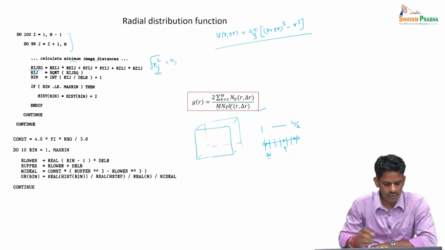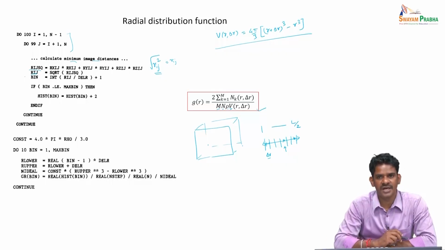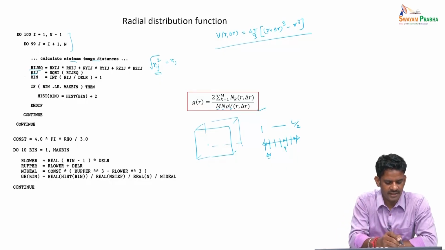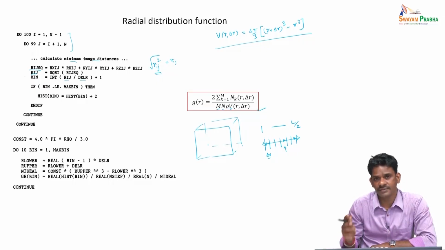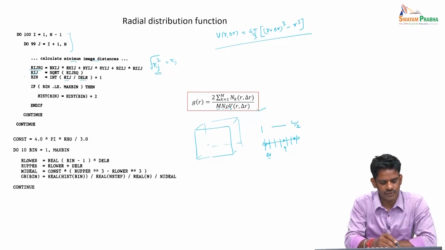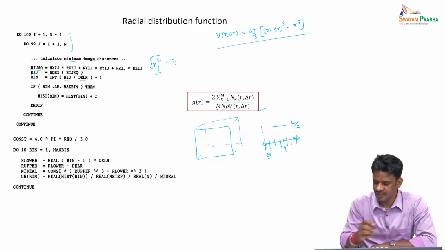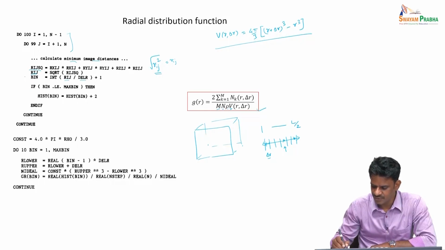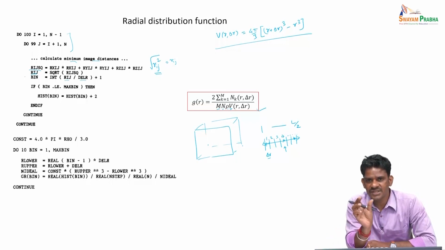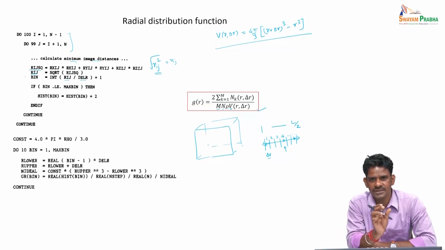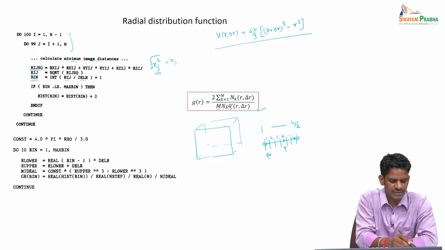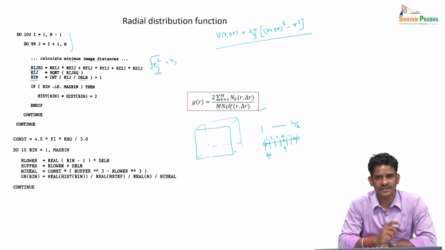Now I want to know in which bin this particular distance rij falls. To do that, I divide rij by delta r, where delta r is the width of the bins. When I divide rij by delta r and make an integer out of that, it gives me the index for the bin: the first bin, second bin, third bin, fourth bin, etc. So based on the separation distance and the width of the bins, we can identify which bin that particular pair of particles corresponds to. This bin index is an integer.